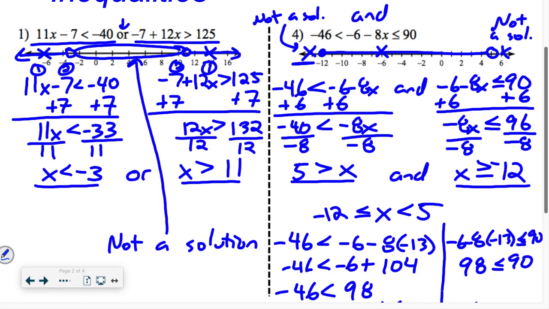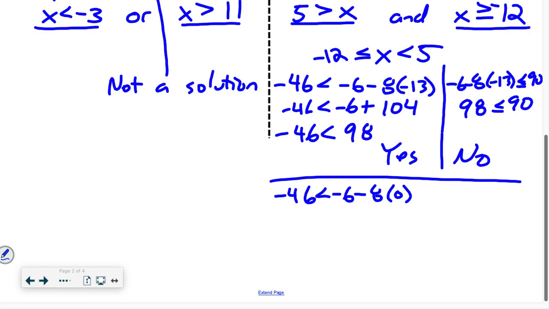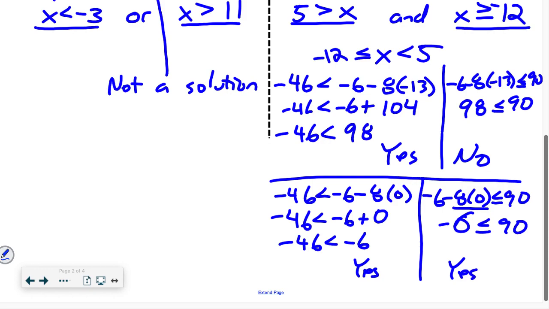The same thing would happen with a positive 6. If I did anything in the middle, and I'm going to pick an easy one like 0 actually. If I plug those in, so I have negative 46 less than negative 6 minus 8 times 0. And that's going to give me negative 46 is less than negative 6 plus 0. Is negative 46 less than negative 6? Yes. Whereas if I come over to the right side, I do negative 6 minus 8 times 0. Is that less than or equal to 90? Well, this turns into negative 6 is less than or equal to 90? Yes. That's why it is part of the solution set.